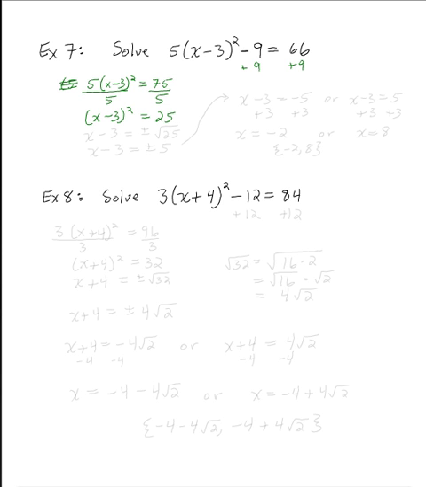Now applying the square root, I have x minus 3 is equal to positive or negative square root of 25. The square root of 25 is 5, so x minus 3 is equal to positive or negative 5. Splitting it up into two pieces, x minus 3 is equal to negative 5, or x minus 3 is equal to positive 5. Adding 3 to both sides on either equation, x is equal to negative 2, or x is equal to 8.